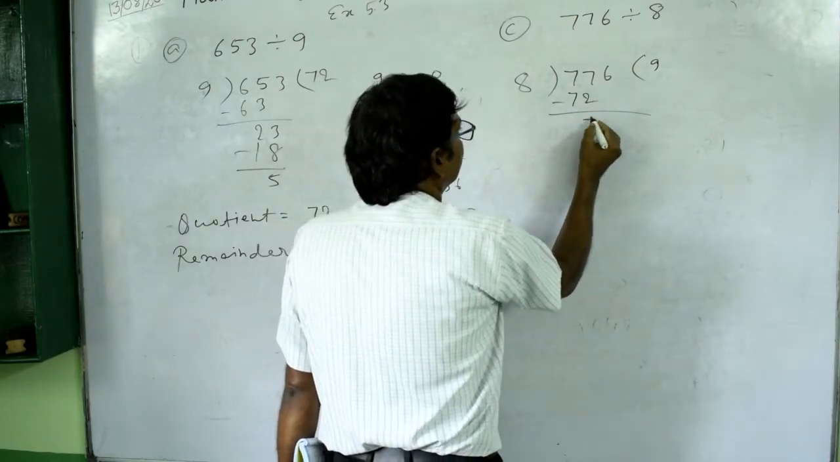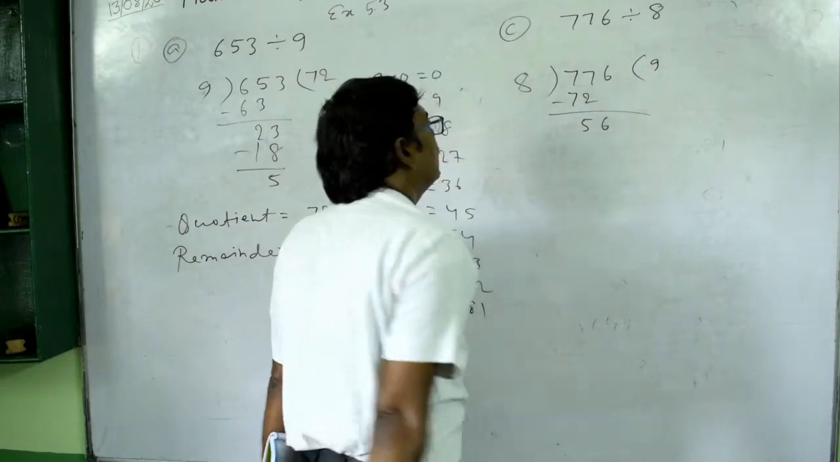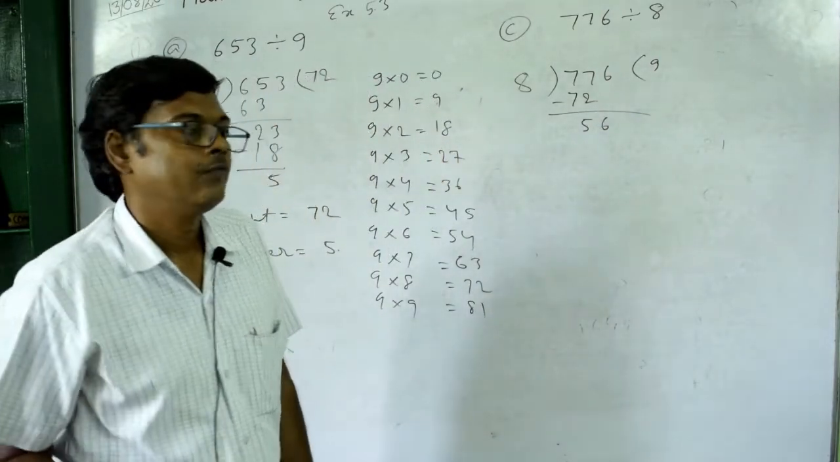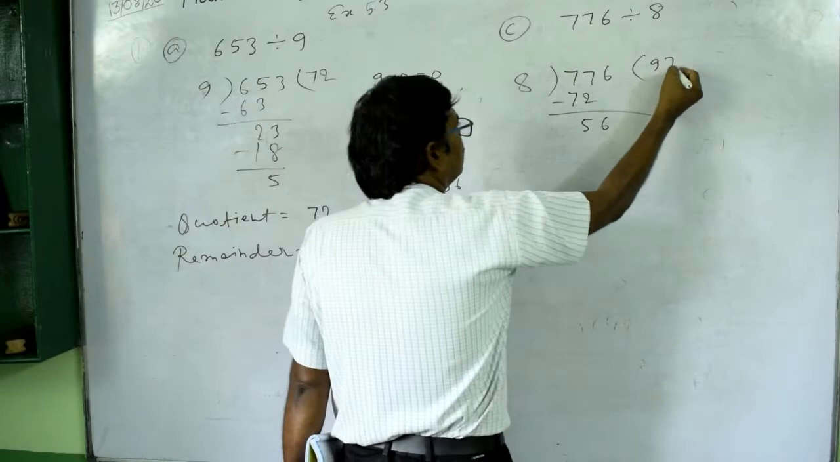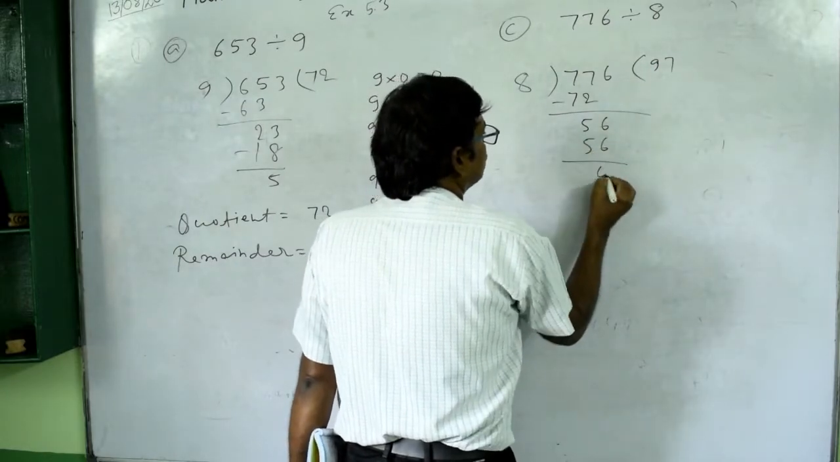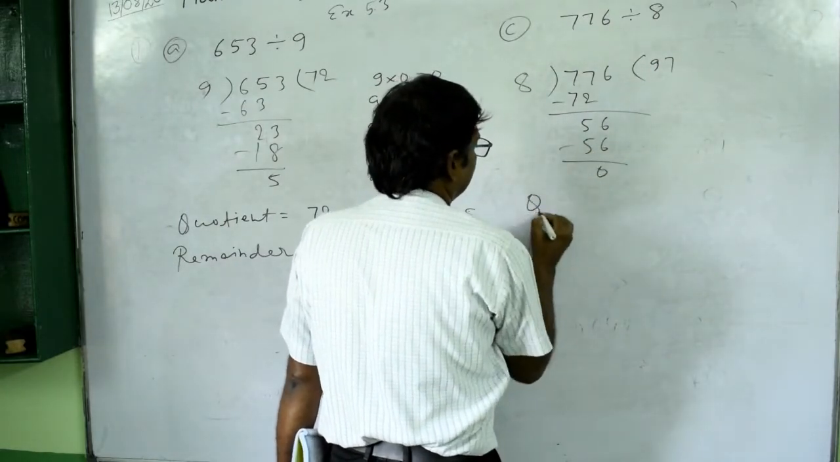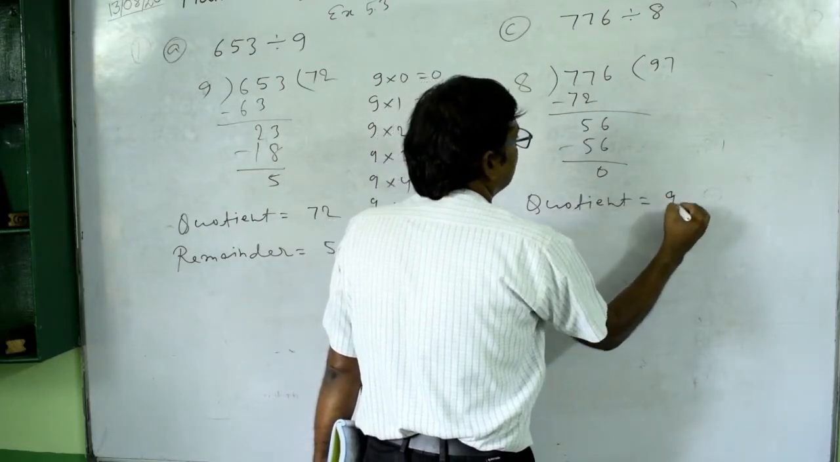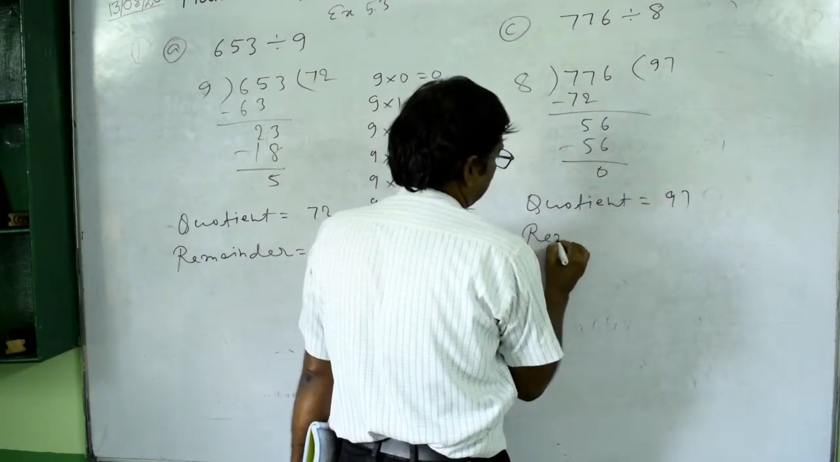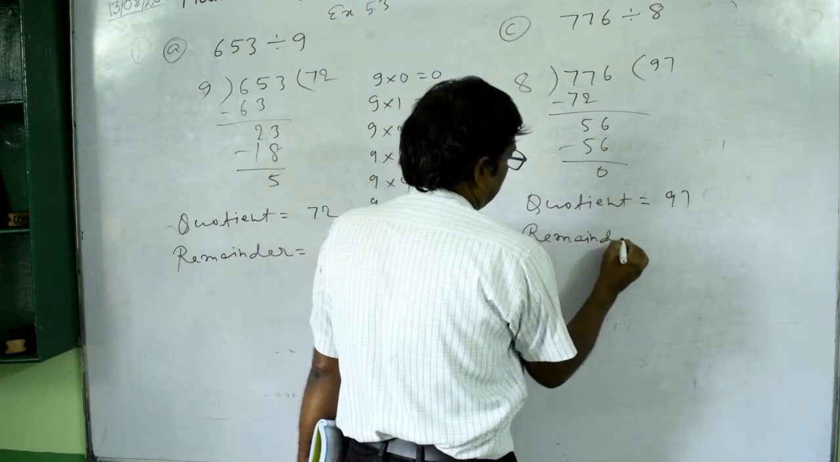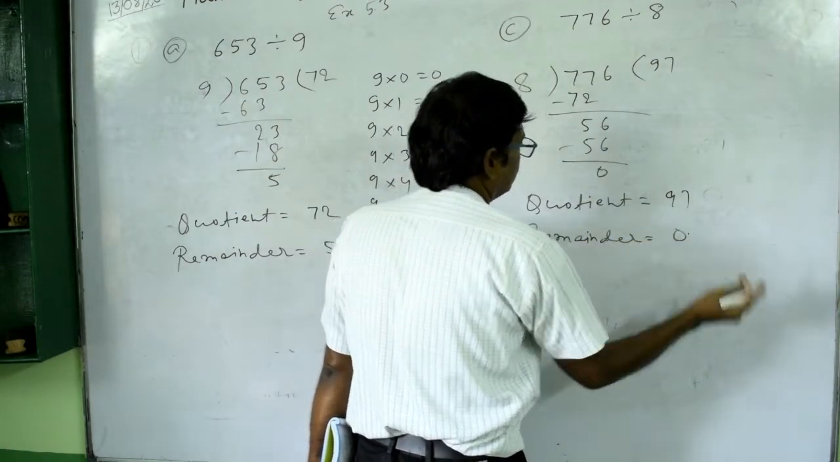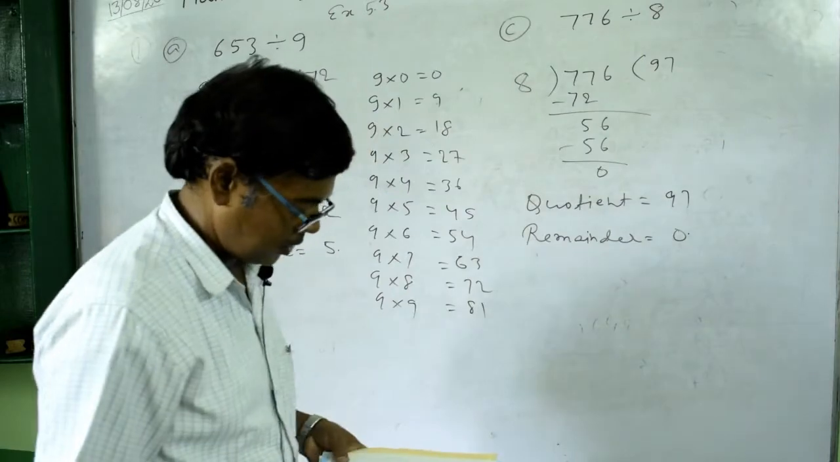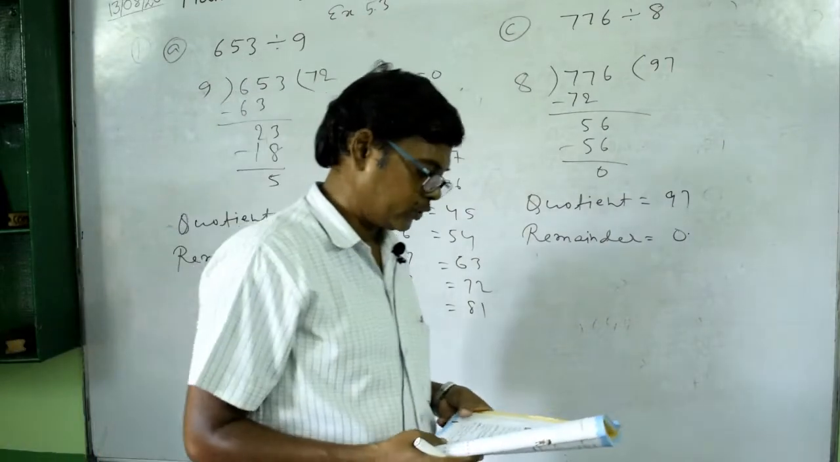7 minus 2 will be 5 here, and this 6 will come down, and then 8 7 is 56. So write here 7 and then 56 here. So the remainder is 0. Quotient equal to 97. Remainder equal to zero. So these are the two questions here.